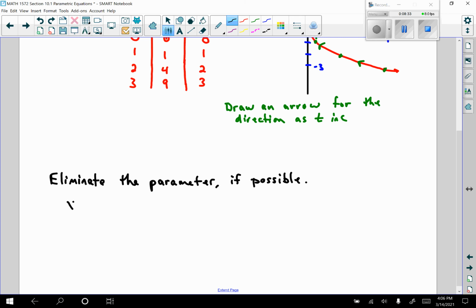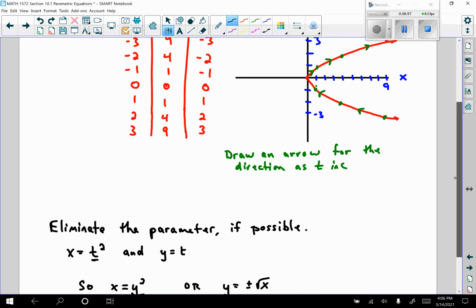So what we have is x is equal to t squared and y is equal to t. So I could simply replace the t with the y. So we just get x is equal to y squared. Or technically, if you did solve this for y, y would equal plus or minus the square root of x. Either version of this is going to graph a sideways parabola.